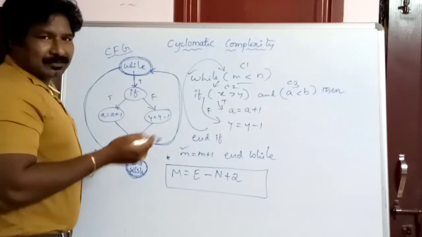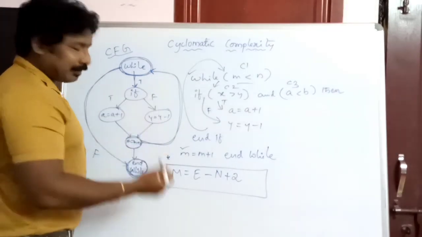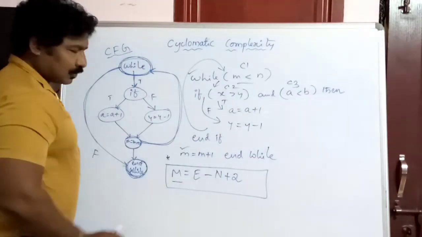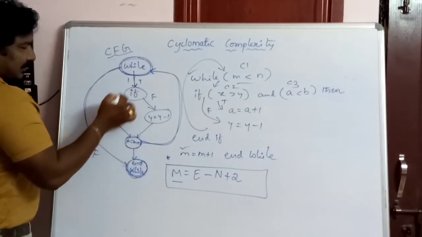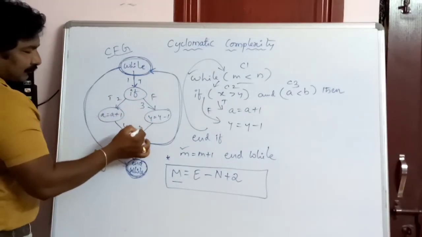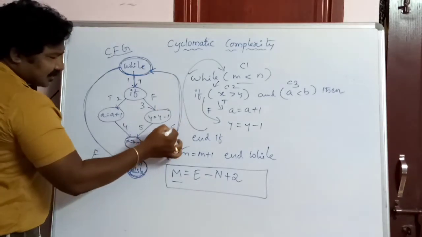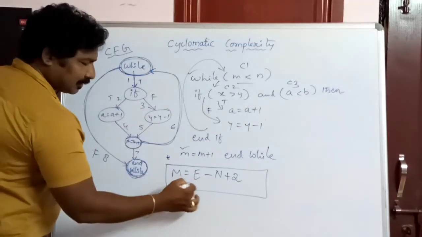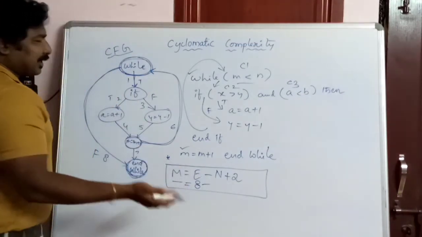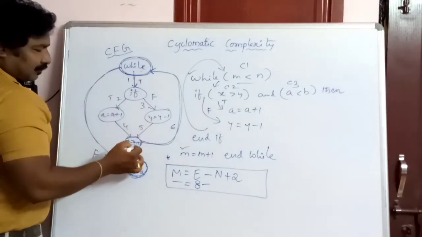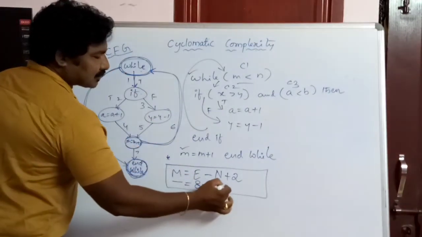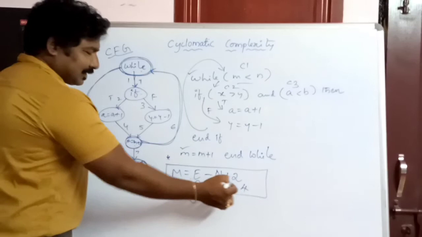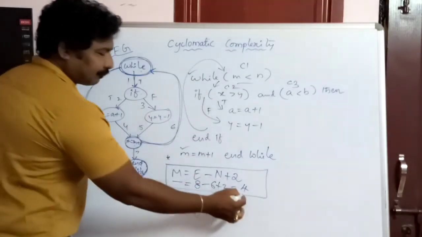Here I have given you the formula: the cyclomatic complexity M is equal to the number of edges minus the number of nodes plus 2. So how many edges are here? This is 1, 2, 3, 4, 5, 6, 7 and this is 8. So there are a total of 8 edges here. 8 minus how many nodes? 1, 2, 3, 4, 5, 6. So 6, then plus 2, which is simply 4. So my cyclomatic complexity for this code is 4, friends.